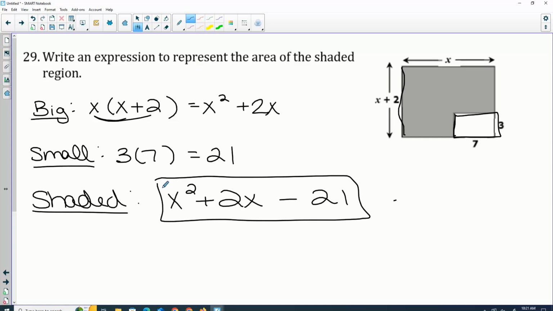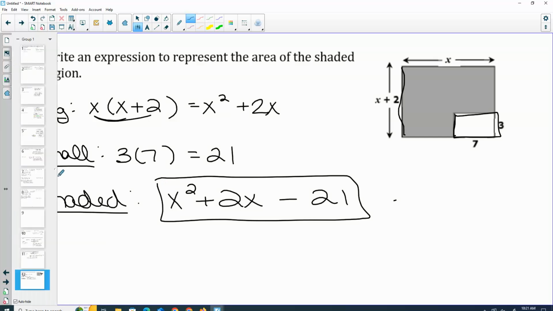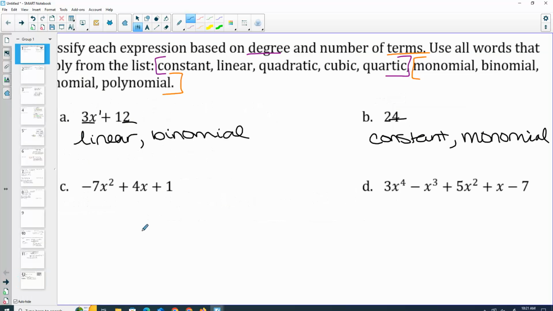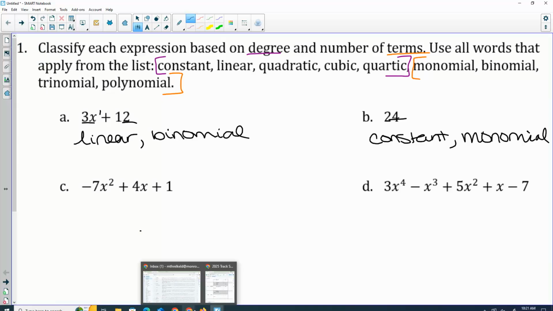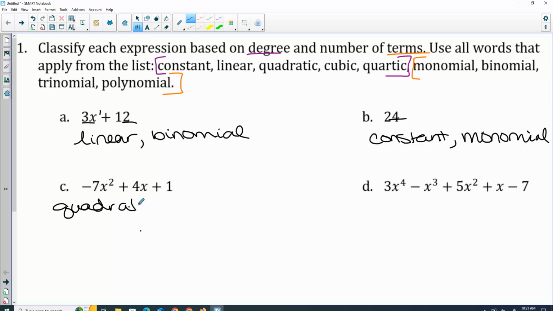Okay, let's go back to some of them we skipped over. Let's start with the old ones, but you guys have to tell me. On number 1C, my highest power is 2. So what do we call that? Quadratic. We have 3 terms. Remember, terms are separated by addition and subtraction. 3 terms would be?